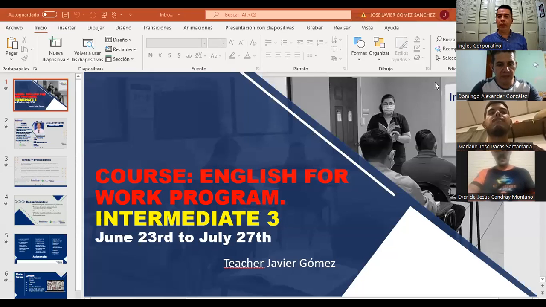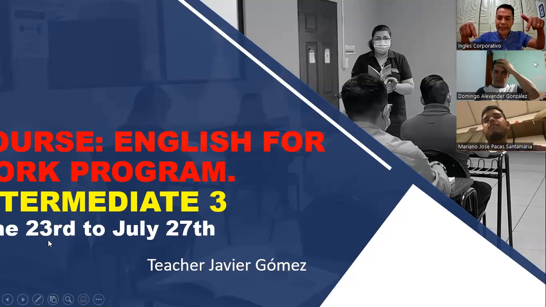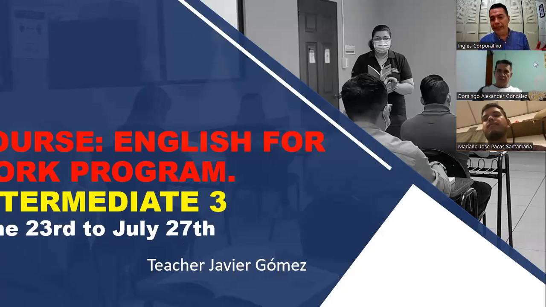Here I am. Okay. Good. Now I will make the introduction. It says English for Work Program, Intermediate 3, right? The dates are from June 23rd today to July 27th. So we have 5 weeks, right? 5 weeks, okay? Or 25 days, if you want to say, right? 25 days from June 23rd today to July 27th, right? That, according to my calendar, is going to be Wednesday, right?